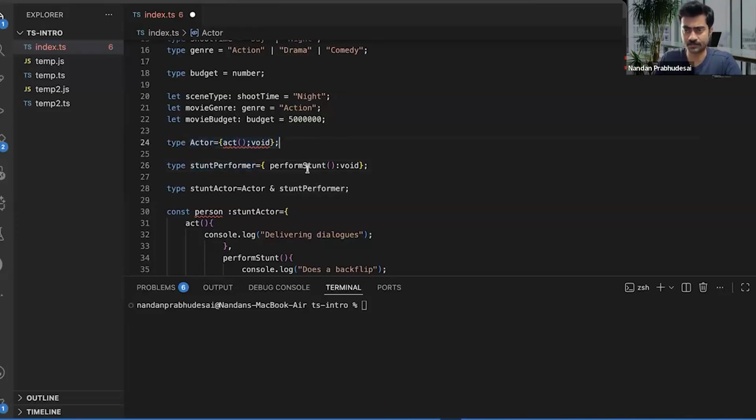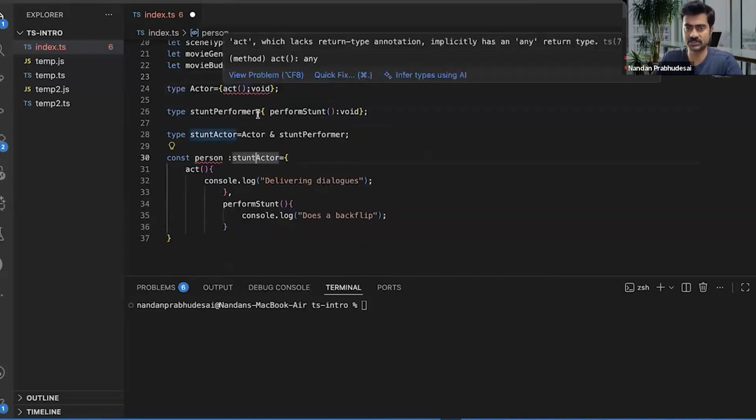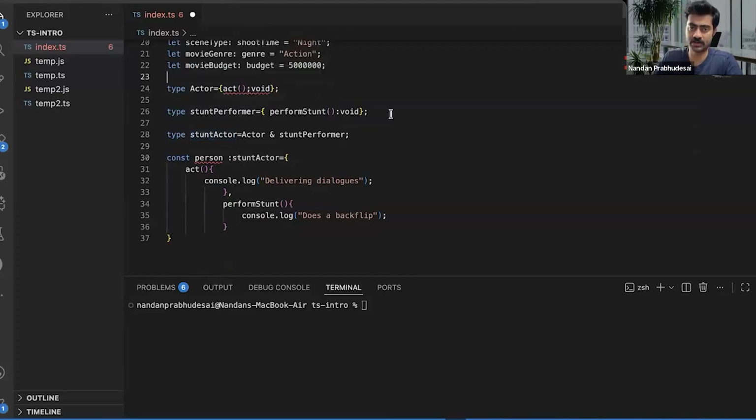So he will just act. Or there are many stunt doubles also who don't act, but they just perform the stunt in the movie. So those will be of type stunt performer, but they won't be of type actor since they're not acting in the movie. So we have to make sure that for the person that we are using, stunt actor should satisfy both these conditions, should act and also perform the stunts.